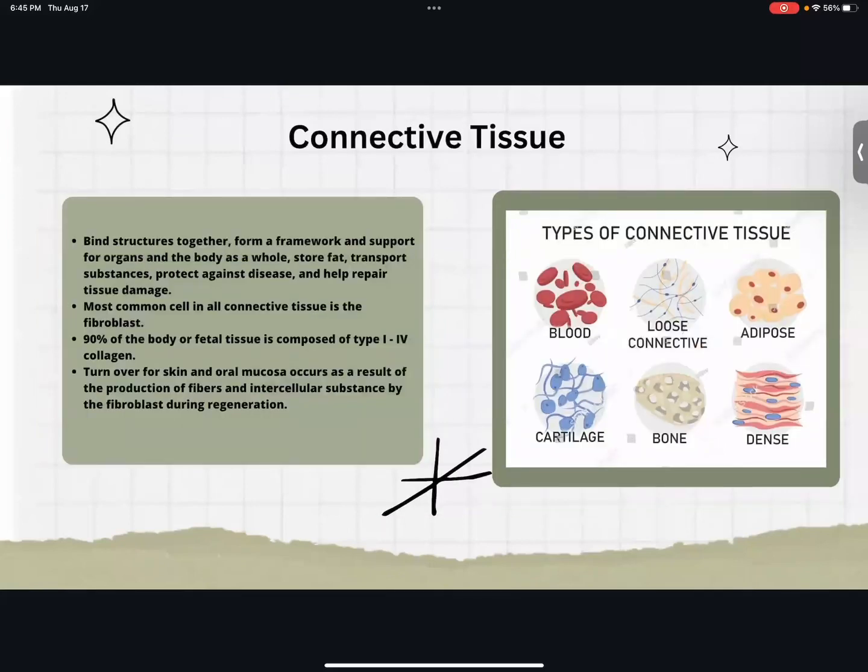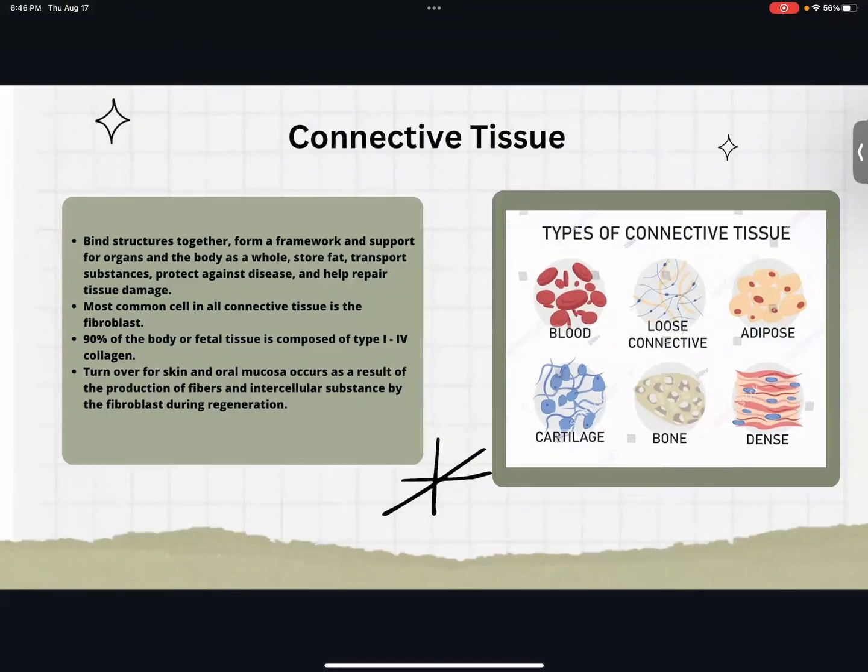Connective tissue binds structures together, forms a framework, and supports the organs and the body as a whole, stores fat, transports substances, protects against disease, and helps repair tissue damage. The most common cell in all connective tissue is the fibroblast. 90% of the body of fetal tissue is composed of type 1 to type 4 collagen. Turnover of the skin and oral mucosa occurs as a result of the production of fibers and intercellular substance by the fibroblast during regeneration.